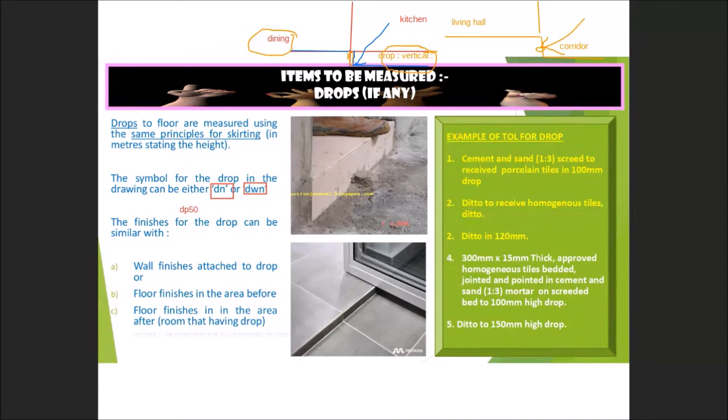Look at the example on the right hand side. We have the cement and sandcrete to receive porcelain tiles. Then don't forget to write down the height of the drop. Number 2 is also the same height, but to receive homogeneous tile, for example. And number 3, to receive 120 mm homogeneous tile. If you have different height or different material to receive, then you have to measure separately. The rules are exactly similar to the skirting, but I would like to highlight your understanding on this one. Even though it's attached to the wall, it is measured as the floor.